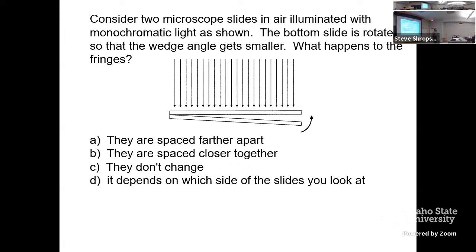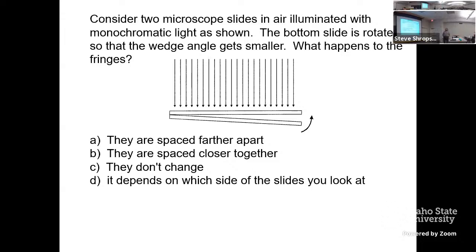We don't have enough time to actually go into this detail, but I want you to think about this so we can have a discussion starting tomorrow. 2 microscope slides in air, illuminated with one color light. That's what monochromatic means. So it's like one color light. And so you don't have to worry about different interference at different colors. It's all just one color light. And you rotate the bottom slide towards the top so that the wedge of air between the 2 slides gets smaller. What happens to the fringes that you see?